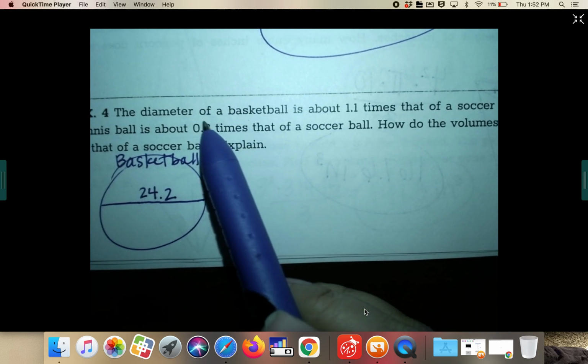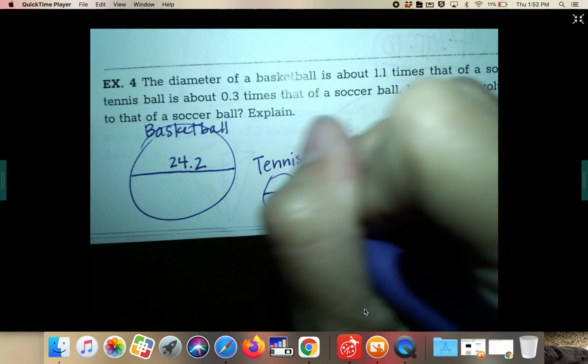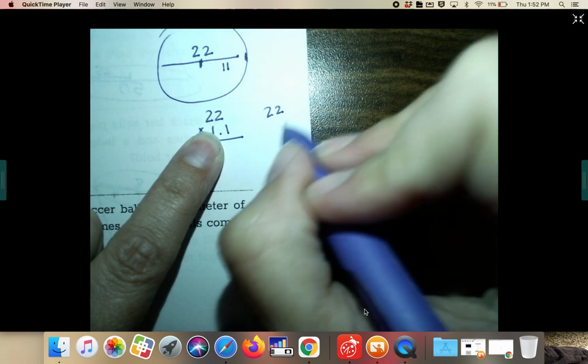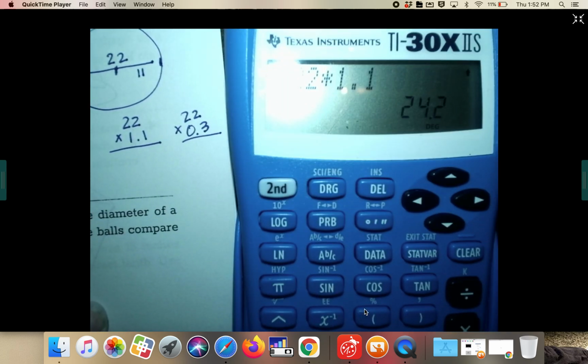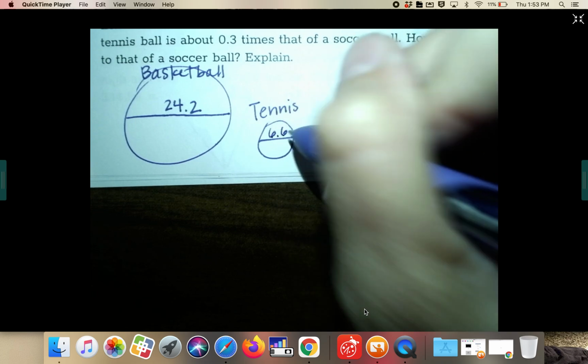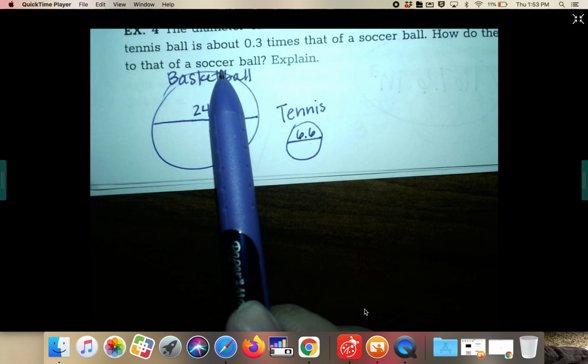And then it's also 0.3 times that of this is a tennis ball. Let me draw a little tennis ball here too. Tennis ball now is 0.3 times a soccer ball. So again, our soccer ball was 22. This time we're going to multiply by 0.3 to find the tennis ball's diameter. So 22 times 0.3 is 6.6. So a tennis ball is 6.6. And remember, these are the diameters. So if it wants to know how the volumes of these two compare to the soccer ball, we're going to have to find the volumes.